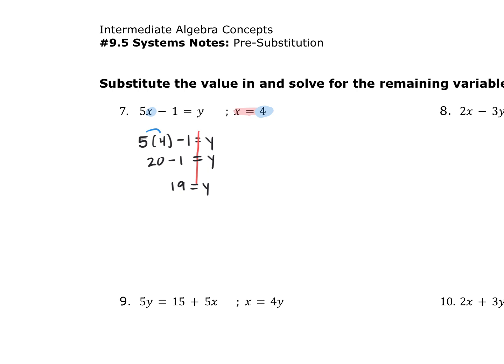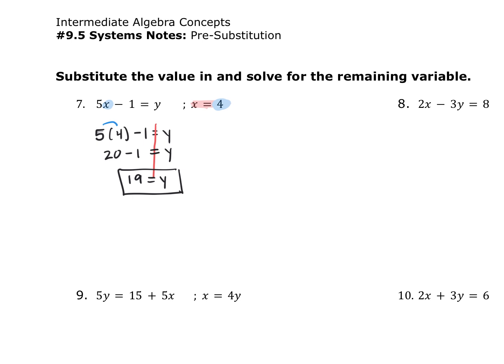Once I have that 19 equals y, I am done. I can just stop right there. The directions say solve for the remaining value, or variable. Well, this one already says x equals 4, so we know that my x was 4 and my y was 19. So we don't have to solve this one because it's giving us what our x is.